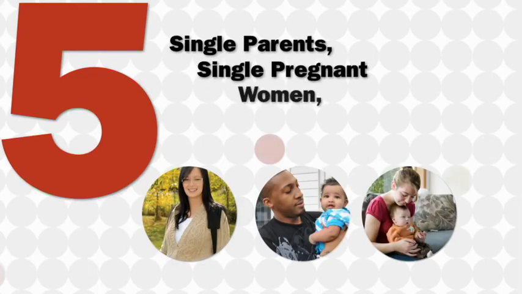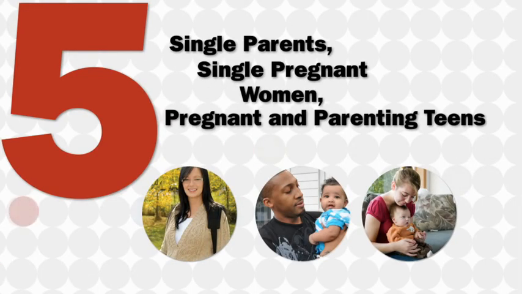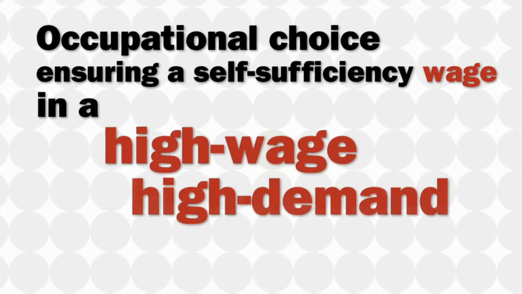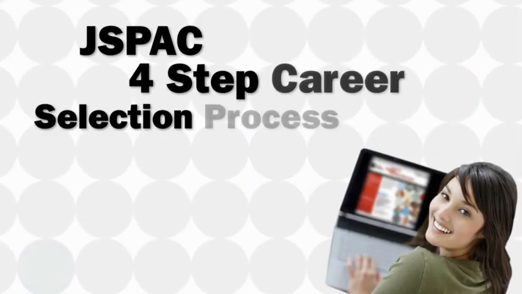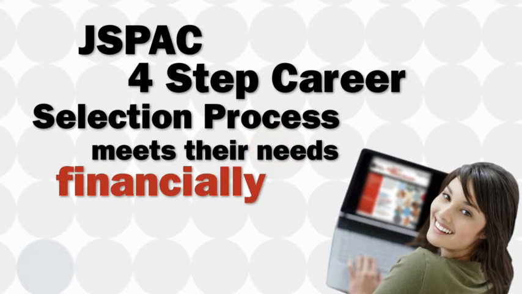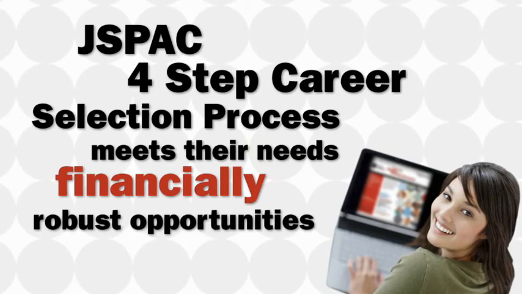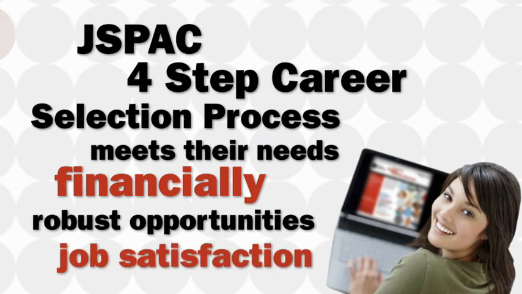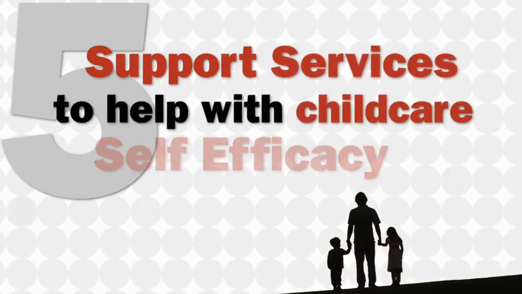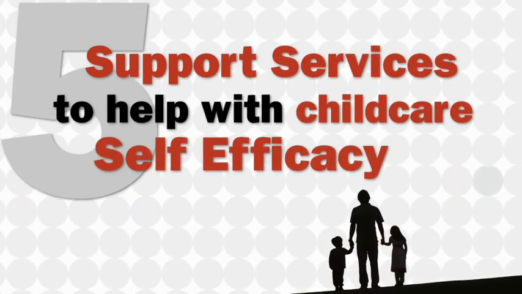The next subset includes single parents, single pregnant women, and pregnant and parenting teens. Occupational choice is pivotal to ensuring a self-sufficiency wage in a high-wage, high-demand field. Utilizing the JSPAC 4-step career selection process will assist students in selecting a career that meets their needs financially, as well as present them with robust opportunities and occupations that will provide job satisfaction. Support services to help with childcare and developing a sense of self-efficacy are also important for this subset.